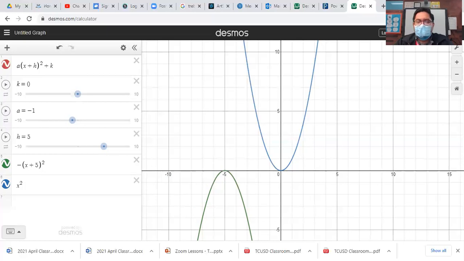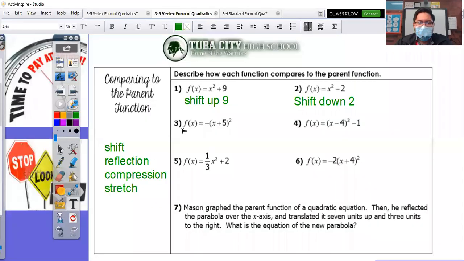So let's go ahead and put that back here. And again, we call that a reflection about the X-axis. Oops, I said X-axis, not A-axis. Because you can have reflections about the Y-axis. And then we also had a shift left of 5.